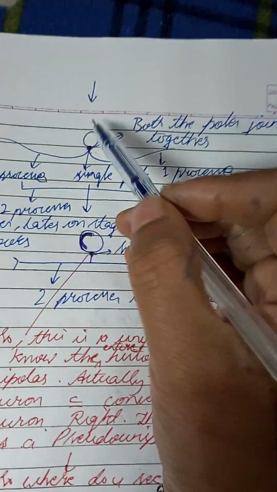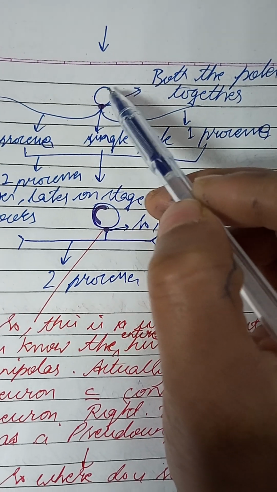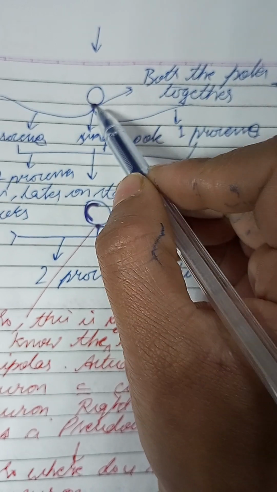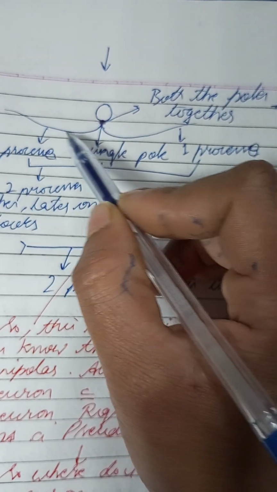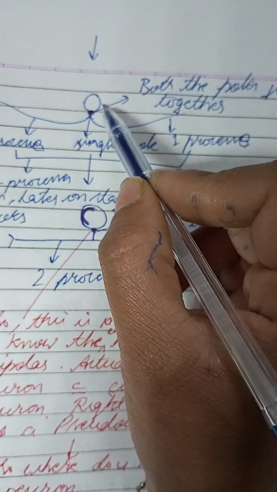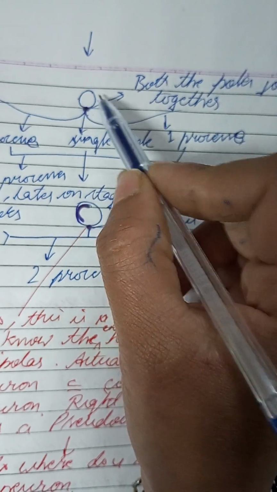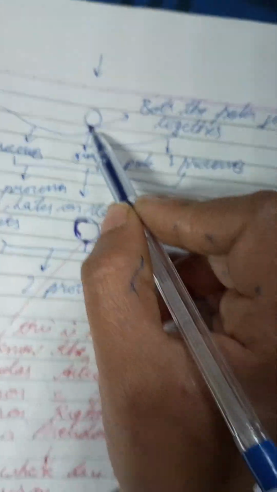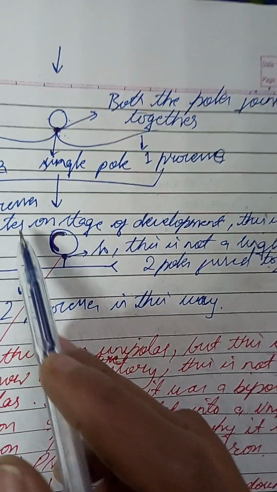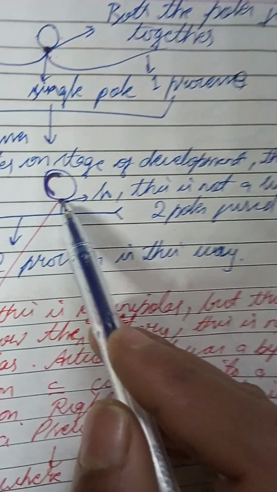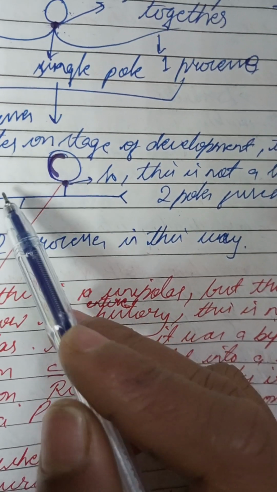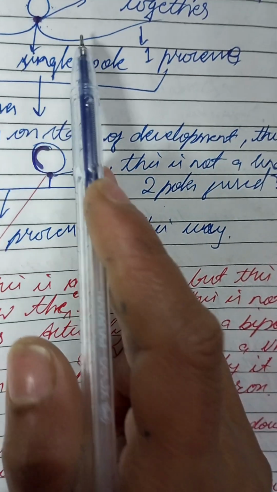This is the picture when both poles pulled each other and came and joined as one single pole. Both the poles joined together, and here is one process, here is one process. Here was one pole and here was one pole, and both poles pulled each other and joined and became a single pole. So on this stage of development, it looks like this, a single pole. But this is not a single pole, two poles have actually fused together, and this is one process, this is the second process.